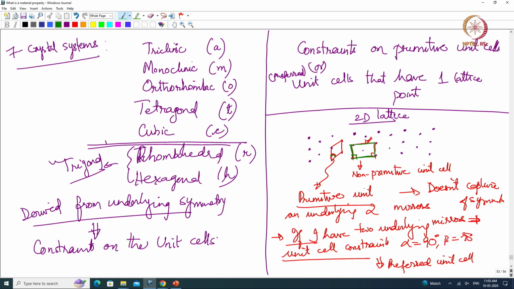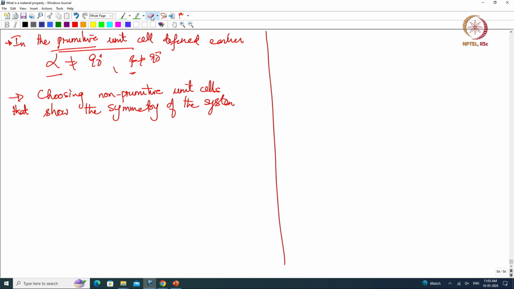Whereas this is not a rectangle. So here my alpha is not equal to 90 degrees. Let me not write alpha and beta because I am just doing it in 2 dimensions. Let me correct myself there. Let me just write alpha. So here also I am just going to say that alpha is not equal to 90 degrees.